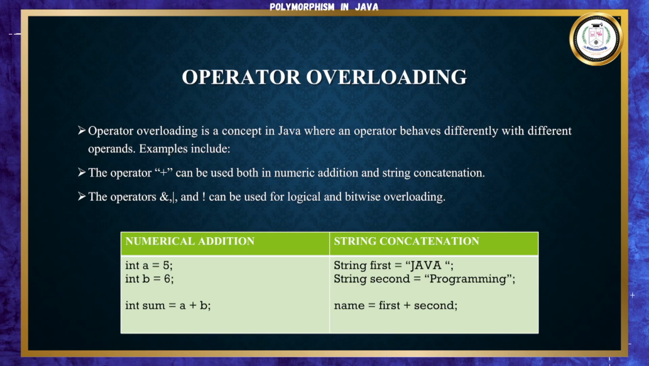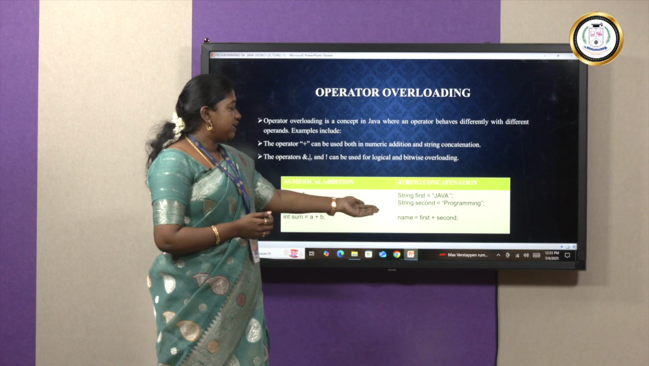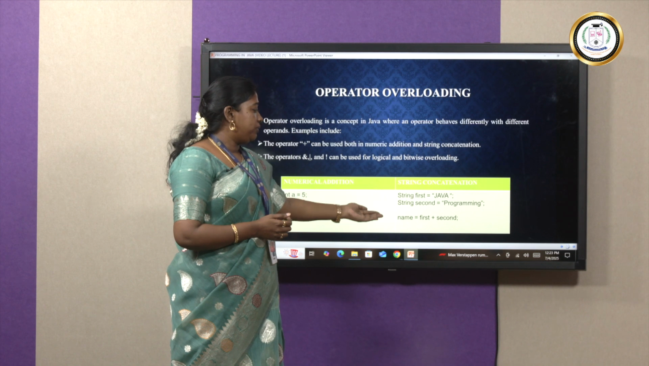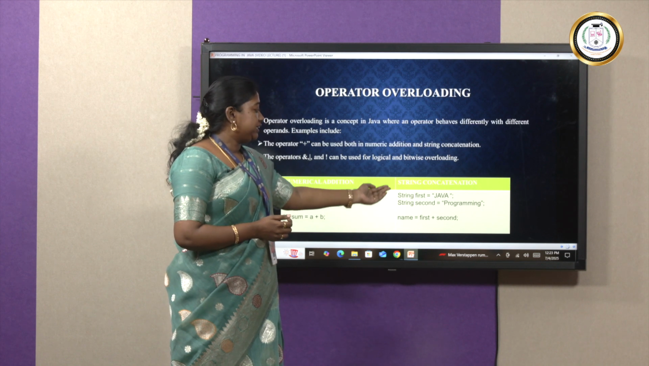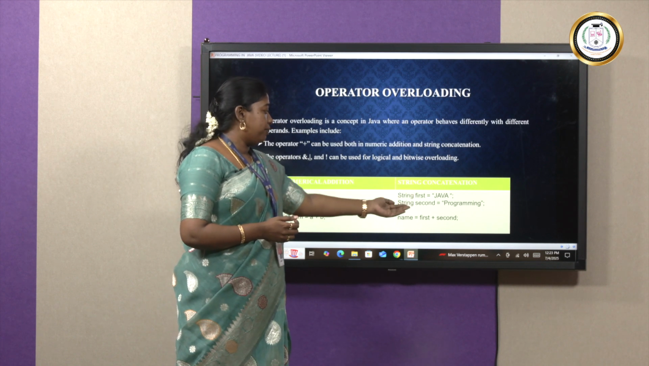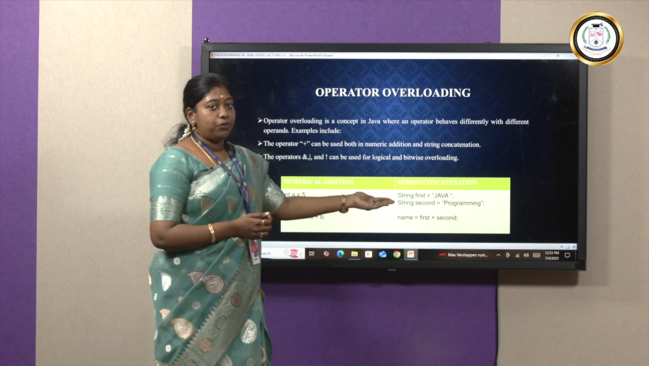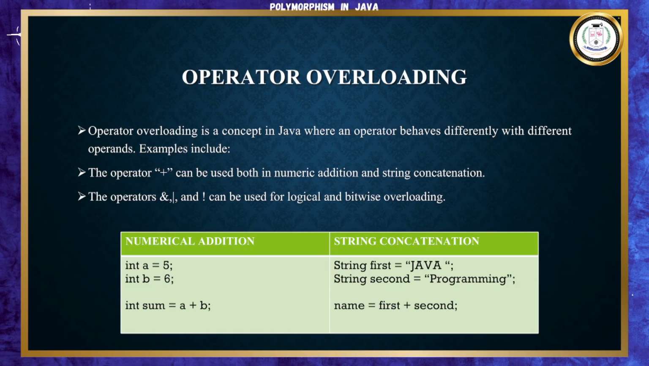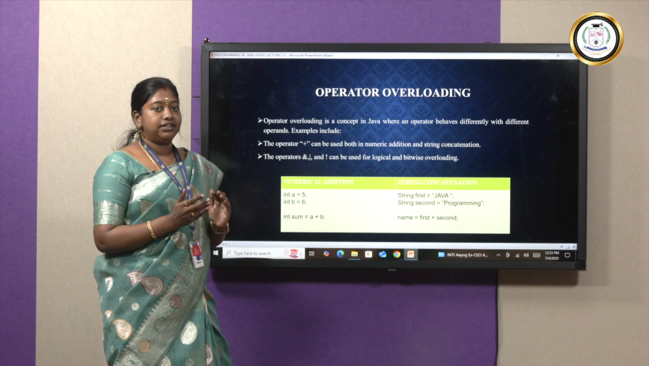Here, let me see: string first is equal to Java, string second is equal to programming, name is equal to first plus second. What will be the answer for name? The first is Java plus second is programming, so it will be Java programming. Here the plus operator is used as concatenation. Concatenation is nothing but joining one string with another string.